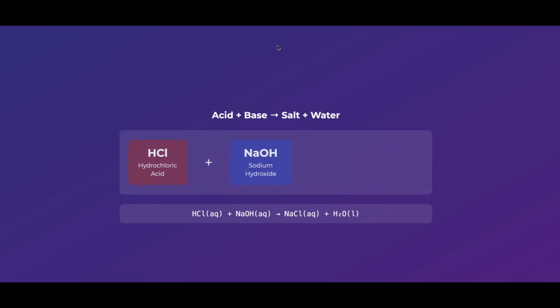A neutralization reaction is a chemical reaction in which acid and base react to form salt and water. This reaction is called neutralization because the acid and base neutralize each other's properties. The general equation is acid plus base gives us salt plus water. A common example is the reaction between hydrochloric acid and sodium hydroxide to form sodium chloride and water.